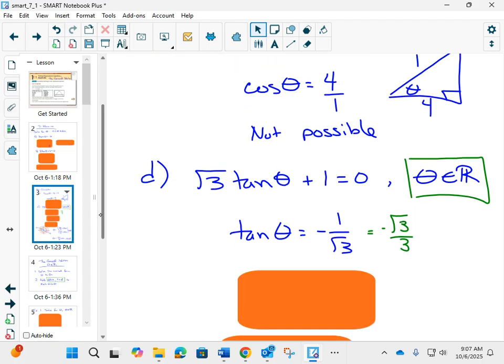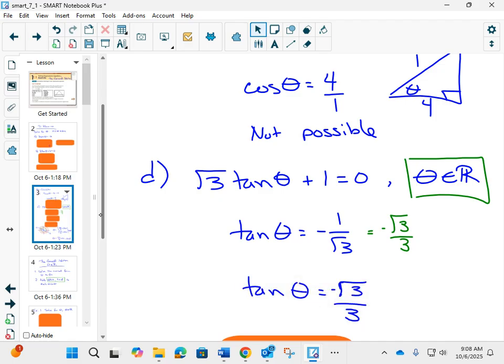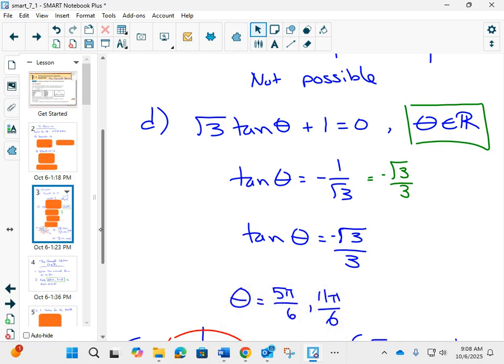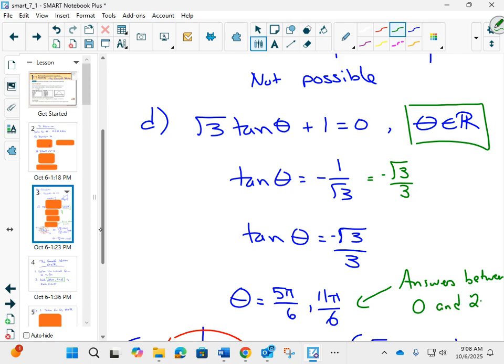It's part of your pi over 6 family. And because it's part of our pi over 6 family, we could solve for theta and say theta has to be negative in quadrant 2 and quadrant 4: 5 pi over 6 and 11 pi over 6. And these are answers the first time around the circle, so that's answers between 0 and 2 pi.